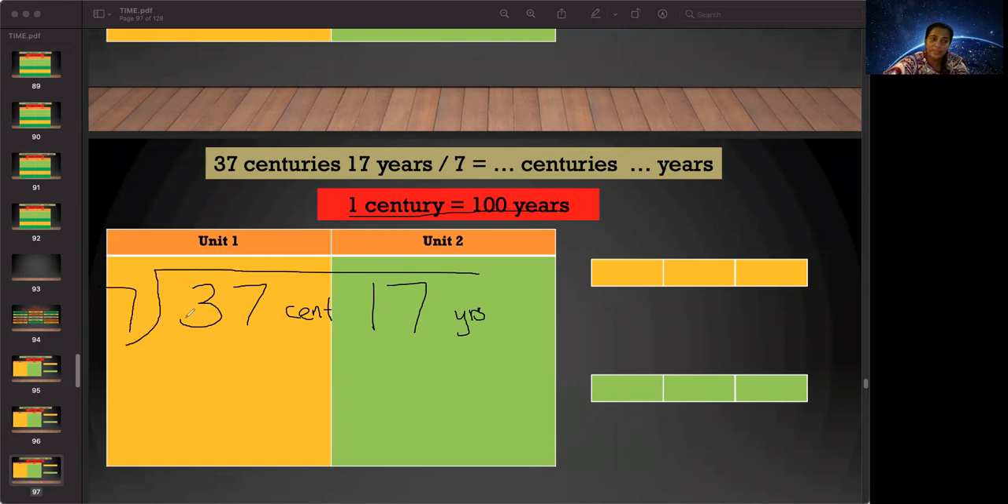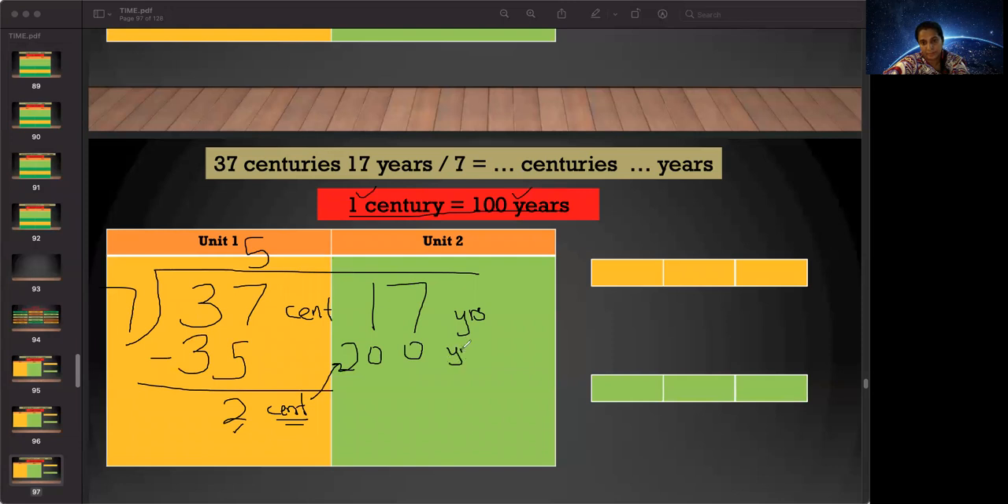So how many 7s can go into 37? That would be 5. Okay, so 5 times 7, 35. So that would give you a remaining of 2 centuries. Remember, our unit is 2 centuries. Change it or exchange it now to the number of years. So if 1 century is 100 years, 2 centuries would be 200 years. Add that to your number of years that you already have, which is 17, and now you'll have 217 years to begin with, or to start dividing.